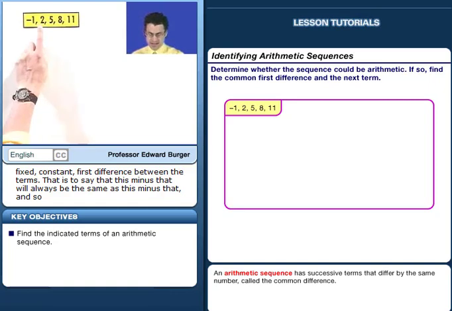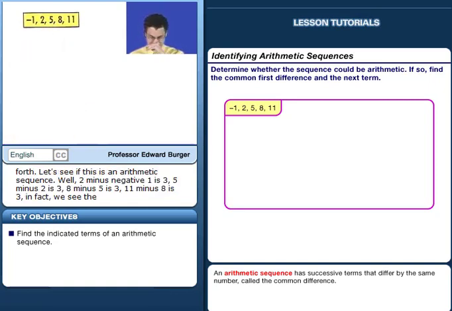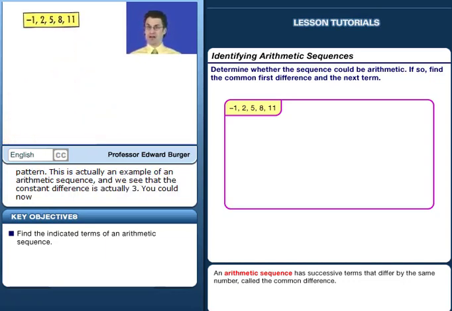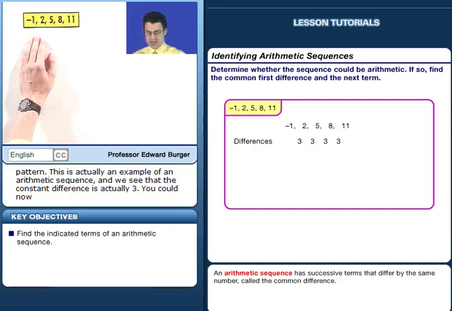So that is to say that this minus that will always be the same as this minus that, and so forth. Let's see if this is an arithmetic sequence. Well, 2 minus negative 1 is 3. 5 minus 2 is 3. 8 minus 5 is 3. 11 minus 8 is 3. In fact, we see the pattern. This is actually an example of an arithmetic sequence, and we see that the constant difference is actually 3.